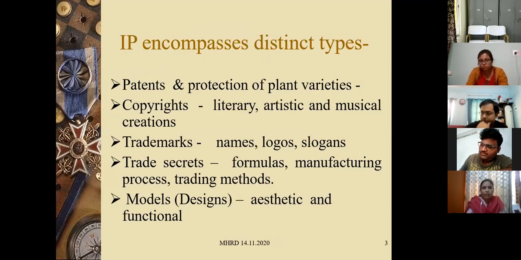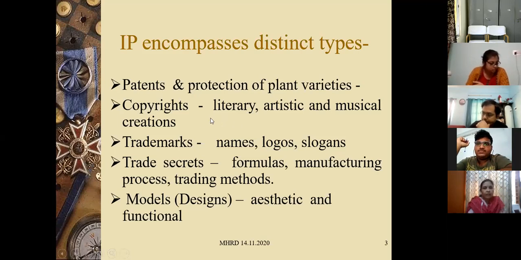Intellectual property has many distinct types. You can apply for patents and even protection of plant varieties if you have done hybridization. Patents is one, copyrights is another, then trademarks, trade secrets, models or designs, etc. Patents could be for an invention, a discovery, a mechanism of action, a plant variety, or a method for investigating something. All that can be content for patent filing.